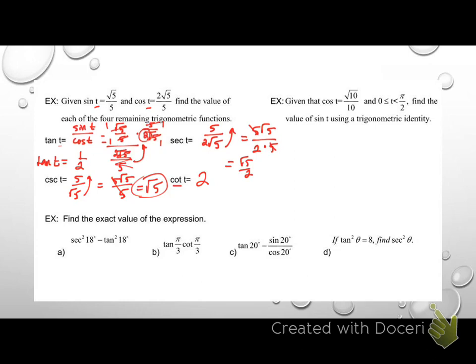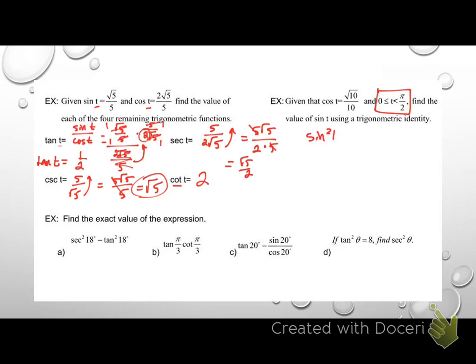All right. Next one. Cosine t is equal to radical 10 over 10. So we've been told that. Cosine of some angle is radical 10 over 10. And then this says that the angle measure is between 0 and pi over 2. That's going to become important to us in just a moment. Find the value of sine of that angle using the trig identity.